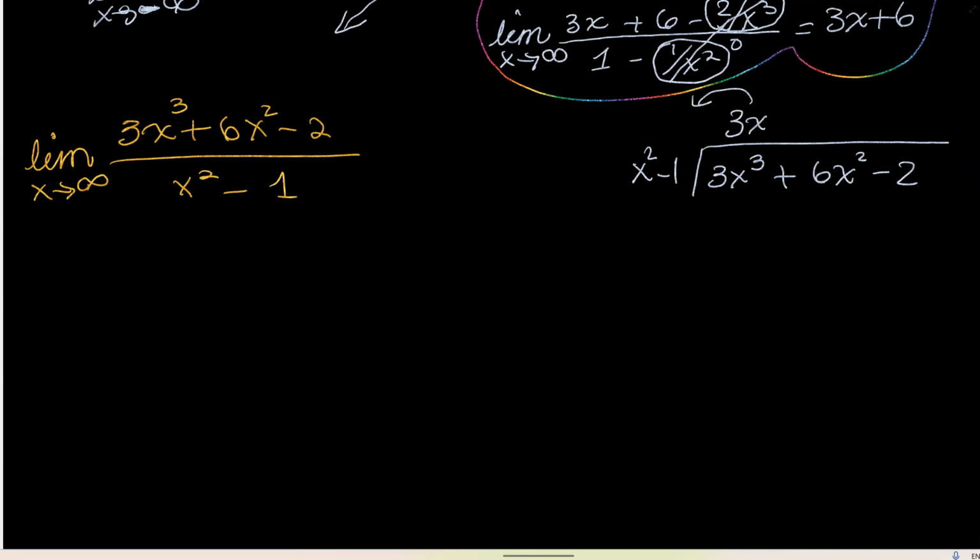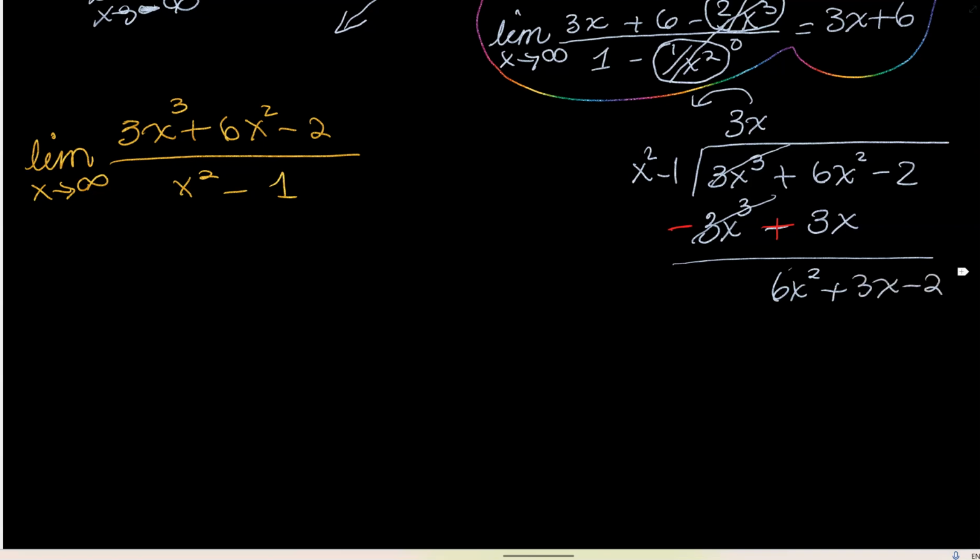That's how we would do long division. So when we multiply, we'll have 3x to the third minus 3x. And then we're going to subtract. When we subtract, the signs will change. So we will have, this is gone, 6x squared stays 6x squared plus 3x minus 2 as our remainder there.